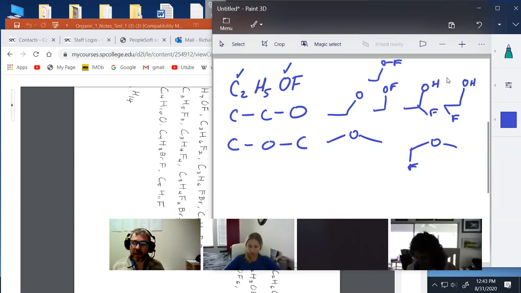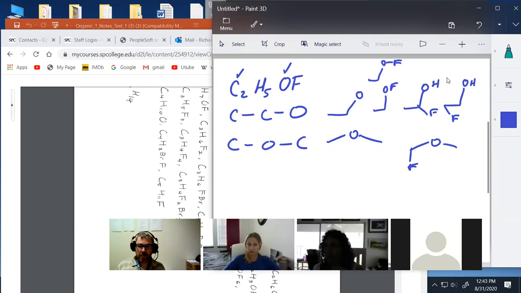I can't put the F anywhere else. You might be wondering, why can't I put the F off the oxygen here? And the reason is I can't, because oxygen's already bonded twice. So what's the difference between the O bonded to F, and then OF? There isn't one. It's like when I do OH, right? Oh yeah, I got you. It's the same deal, really.